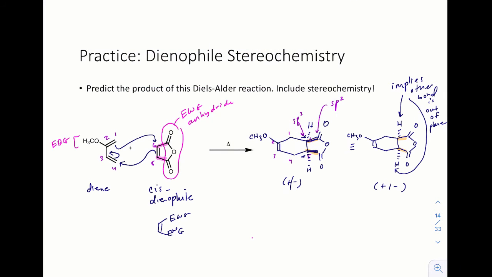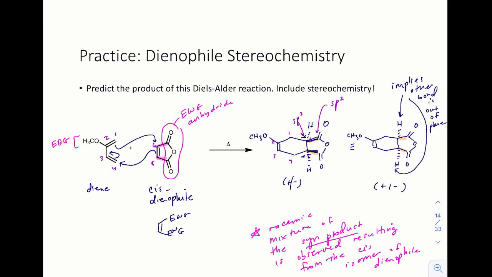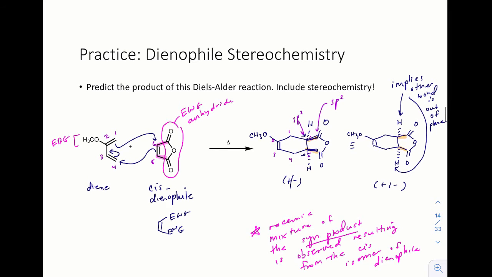The bottom line here is that a racemic mixture of the syn isomer of the product is observed since the cis dienophile was used. Syn product because, again, the two electron withdrawing groups, they're both up. Syn. Good work.